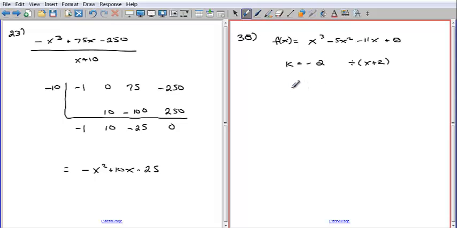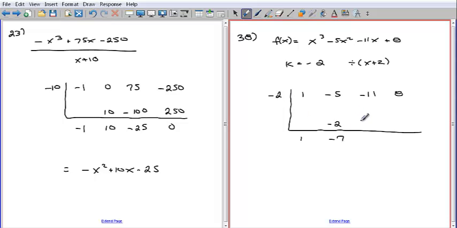So what we can do, because we can do long synthetic division, so here we just put negative 2. We put the coefficients from the top expression in, 1, negative 5, negative 11, 8. And then we do the operation. So bring this one down. Negative 2 times 1 is negative 2. Negative 5 plus negative 2 is negative 7.